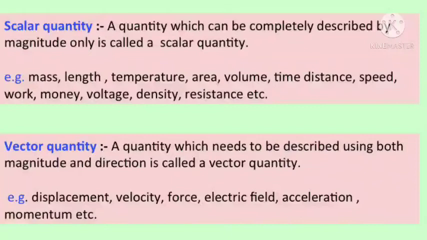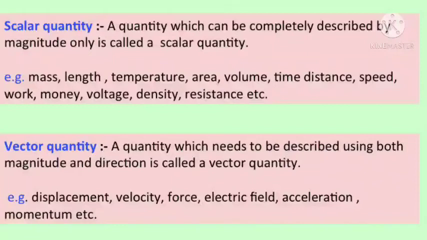Now let us move to the vector quantity. In a vector quantity, two things are required. One is magnitude, and the direction is also important. Where magnitude is there and direction is also there, that quantity is called a vector quantity. So you can see the examples: displacement, velocity, force, electric field. All these are generally used in physics. You must have already studied all this.